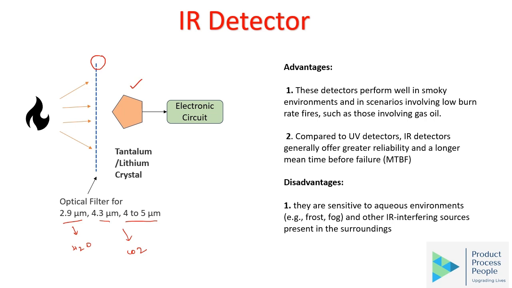With respect to the advantages, IR detectors perform well in smoky environments and in scenarios involving low burn rate fires, such as gas oil. Compared to UV detectors, IR detectors generally offer greater reliability and longer mean time between failures. And the disadvantage is they are sensitive to aqueous environments like frost, fog, and other IR interfering sources present in the surrounding.